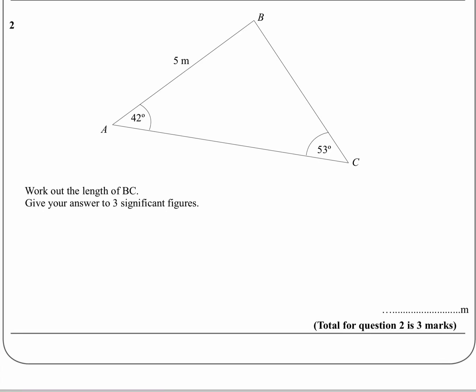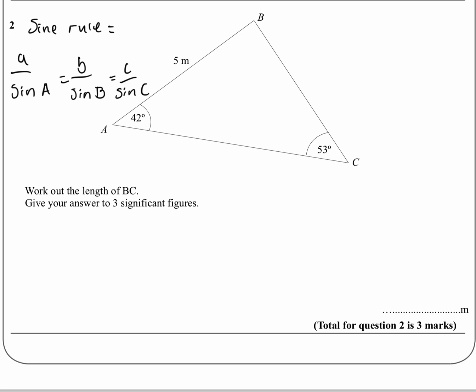Today we're going to be doing a bit of sine rule. Sine rule is when we don't have a right angle triangle or an isosceles triangle, as we can see here. So let me write out sine rule. We have a over sine A equals b over sine B equals c over sine C.